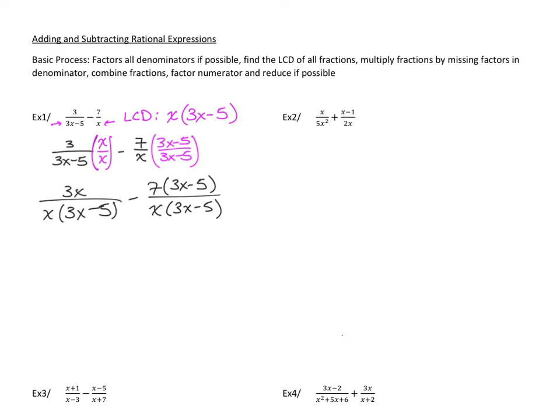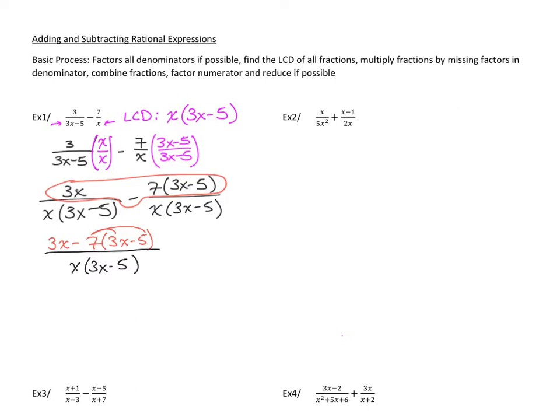To combine these fractions, we just have to do a couple things here. We can combine the numerator to be 3x minus 7 times 3x minus 5. So this part here will all be in the numerator of our new fraction. And we can do that because each fraction has the common denominator. So we combined the fractions. The only thing that we have to do now is make sure that everything in the numerator is distributed and collected, and basically just simplify the numerator.